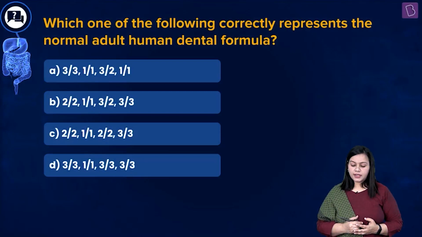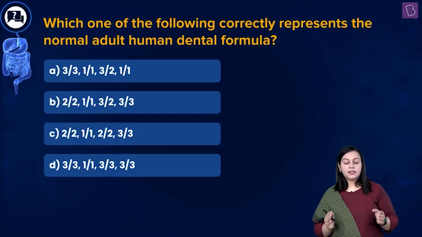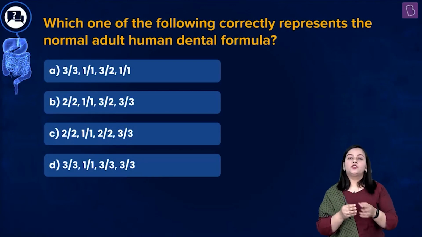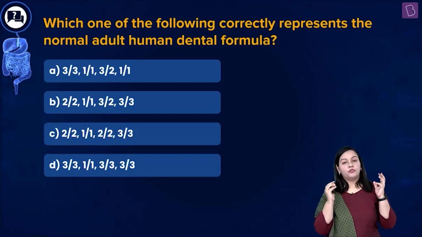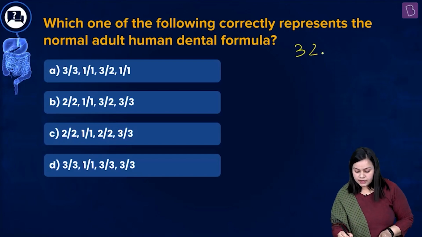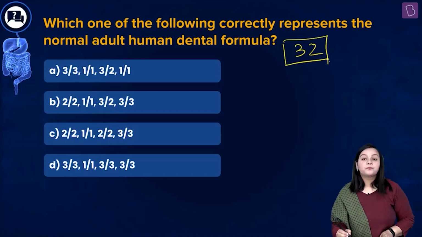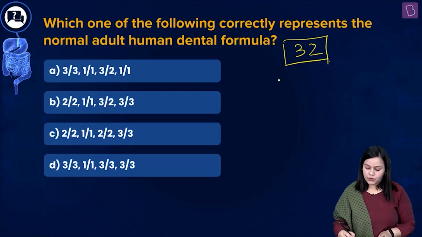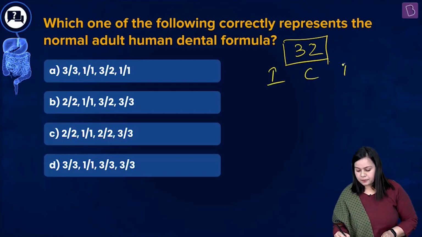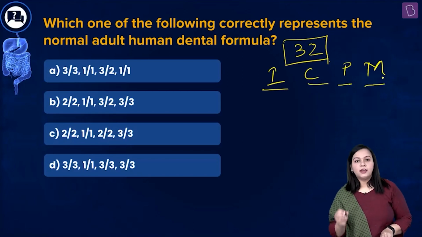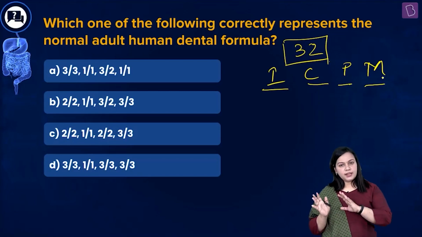Which one of the following correctly represents the normal adult human dental formula? Okay, now when you talk about the dentition of a human adult, the arrangement of teeth of a human adult, you know that there are 32 teeth in an adult human, and these teeth are basically of various different types. We call them ICPM, that is incisors, canines, premolars and molars.